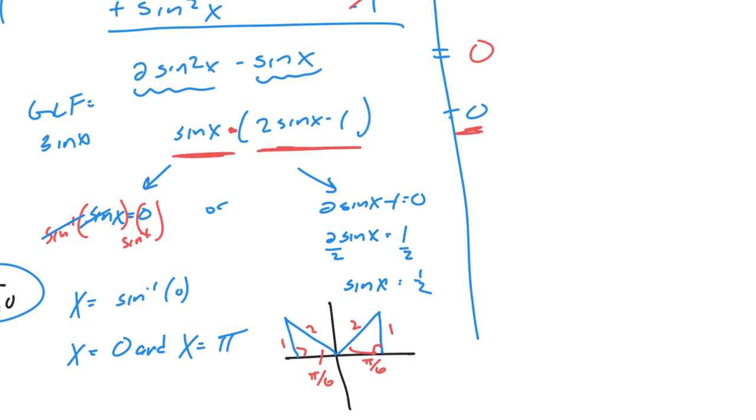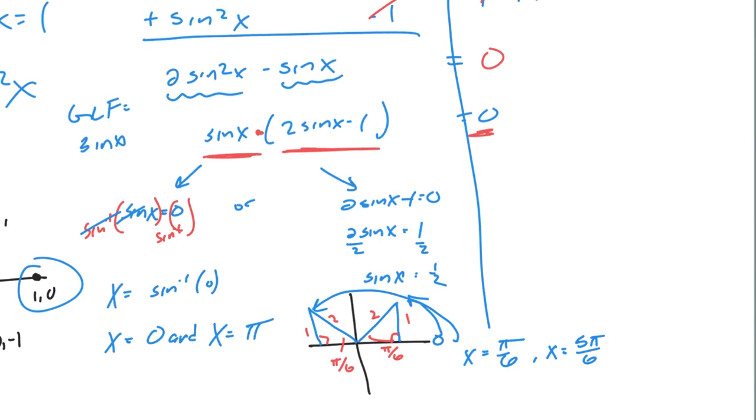Now my actual angle, though, is measured from 0. So to here, we get x equals pi over 6. And then to this one here, we would get x equal to 5 pi over 6.